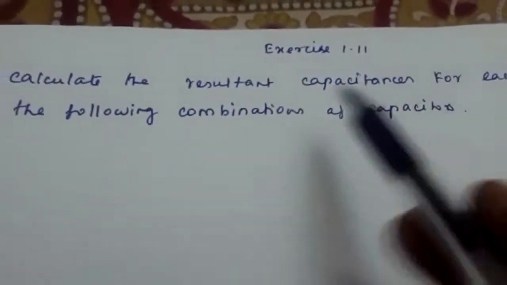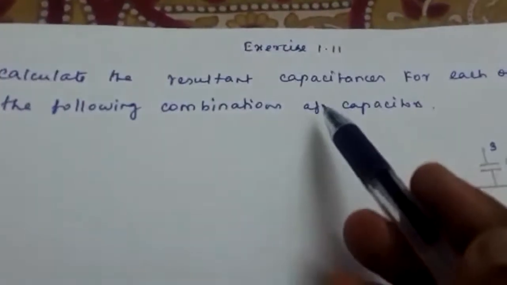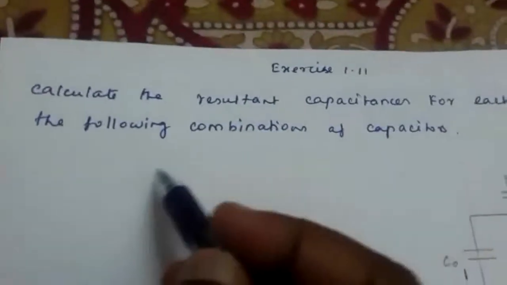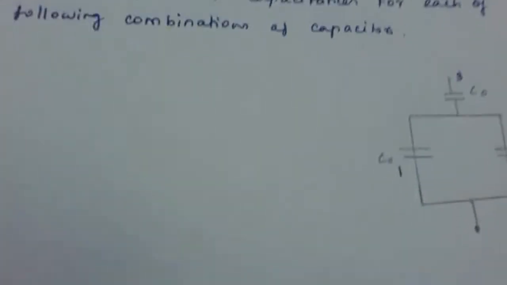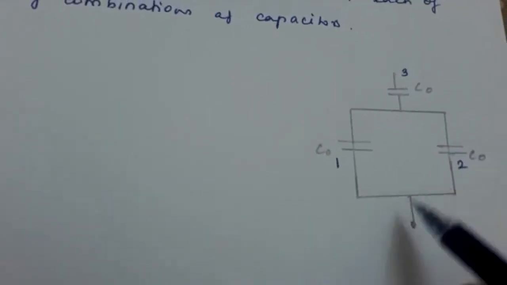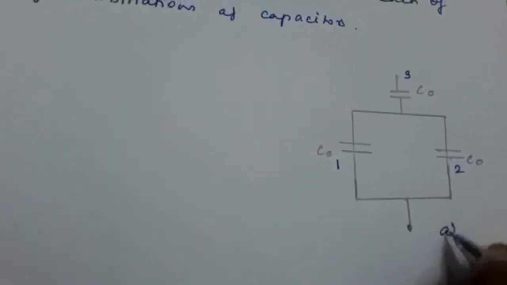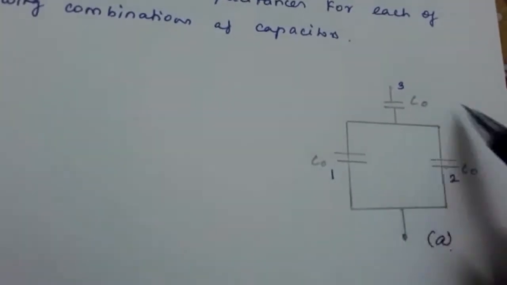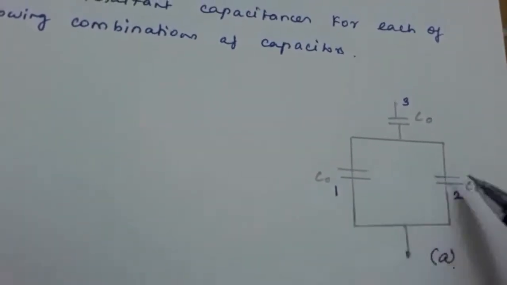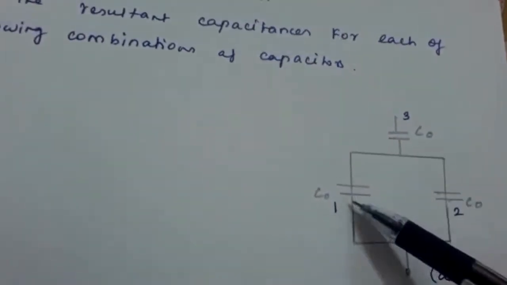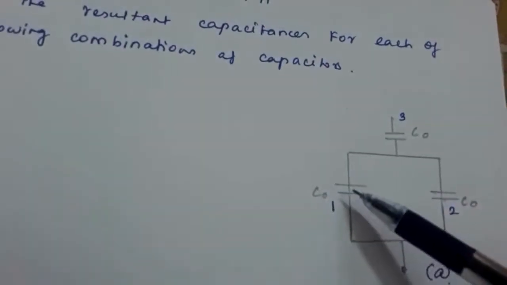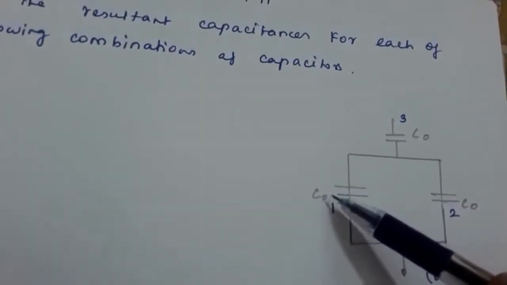Exercise 1.11. Calculate the resultant capacitance for each of the following combinations of capacitors. Now here, the first combination, this is diagram A. There are three capacitors. Two are connected in parallel, one in series. You can see here the capacitances are given as C0.